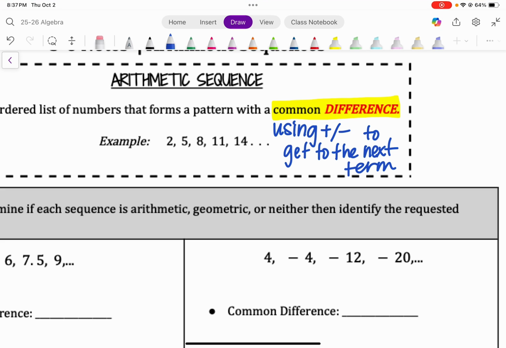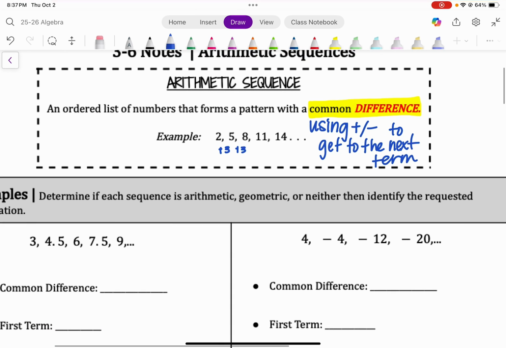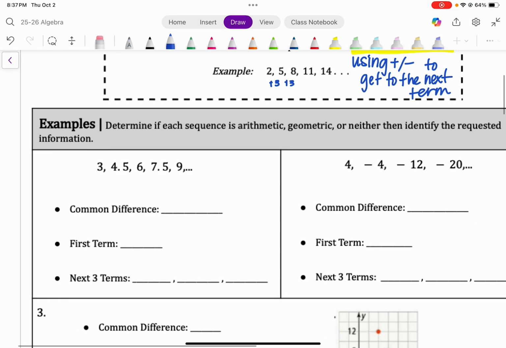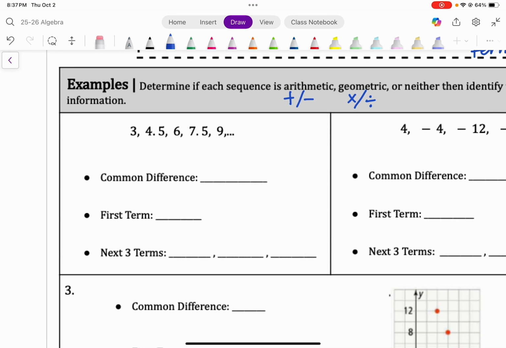So in this sequence, or this list, we've got 2, 5, 8, 11, 14, and a long time ago you could have said, okay, we're going to add 3 every time. And that makes it an arithmetic sequence because we add the same thing each time. So in these first examples, we just need to determine if the sequence is arithmetic, so plus or minus. Geometric uses multiplication. When the number gets smaller, it looks and feels like division, but it's actually multiplication, and then neither. So let's take a look at the first one.